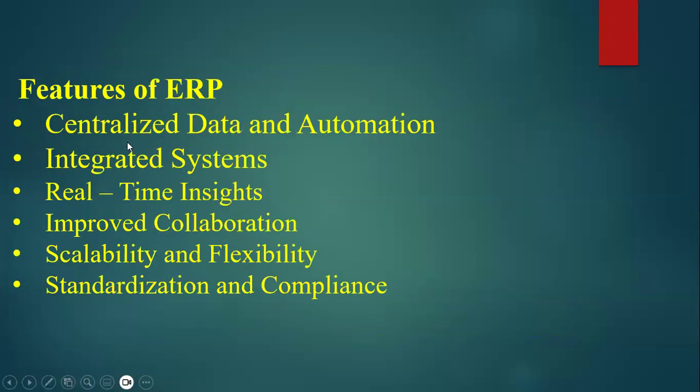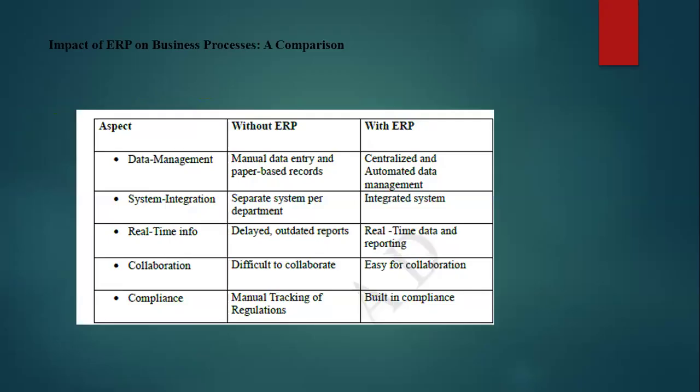So what are the features of ERP? It has centralized data and automation. It is an integrated system. We are integrating different systems. It gives us real-time data insights. It improves the collaboration between the departments. It is scalable and flexible also. If we want to use ERP in only one department, then we can use it in only one department. So it is scalable. Standardization and compliance is also there, meaning ERP is already standardized. We have different features that are already inbuilt.